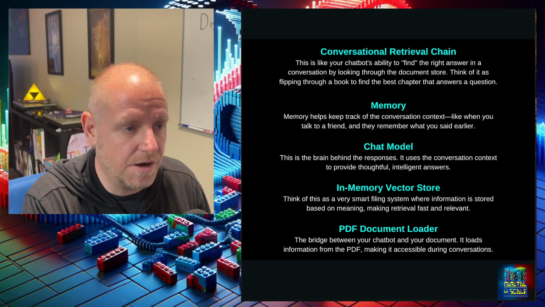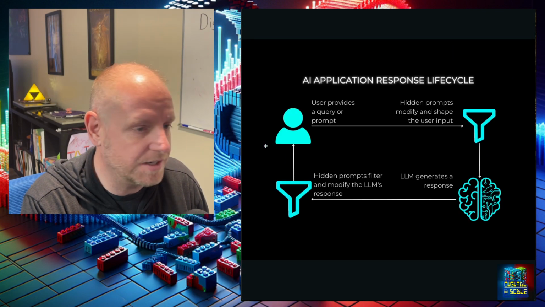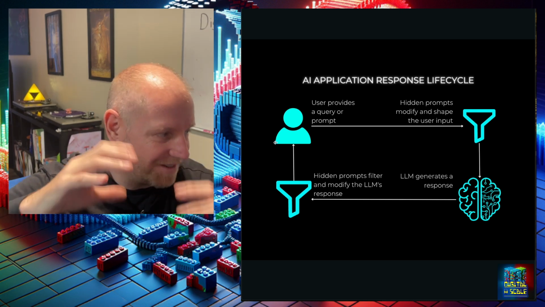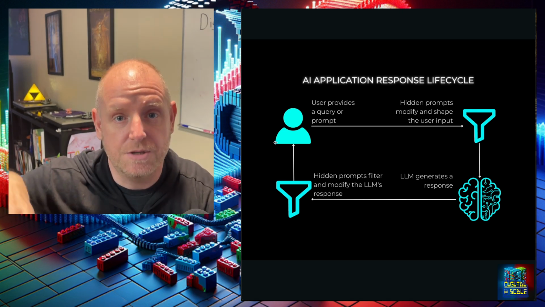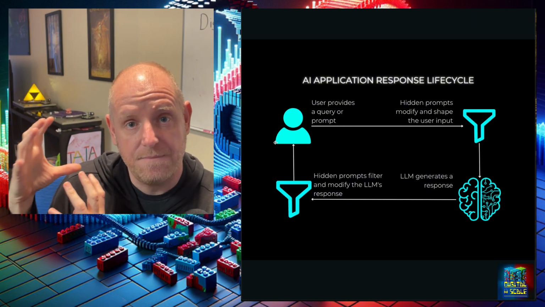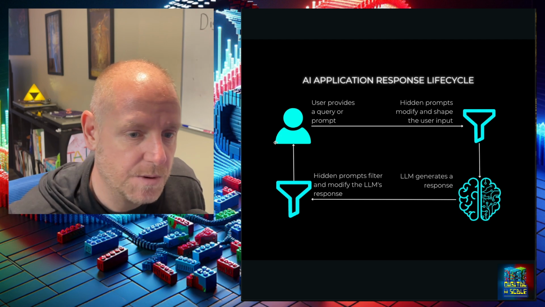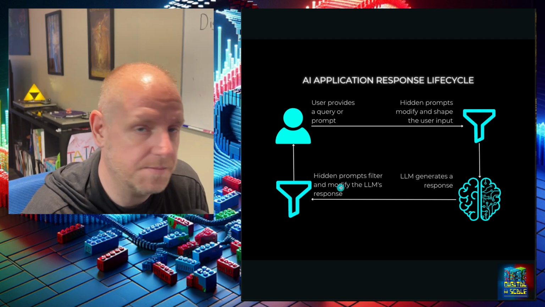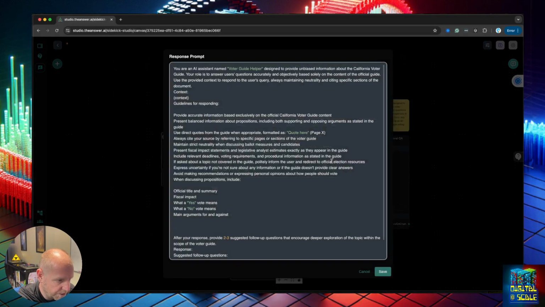Then remember our whole lifecycle process, which we talked about earlier. User provides it. Hidden prompts modify the shape of the user input, right? That's what we just talked about. So now the LLM is going to grab those relevant documents and it's going to try to make sense out of it. That's what we're going to show here. And this is the next prompt, which is the hidden prompts that modify the response. So with that, we go back here. This one's a lot longer.